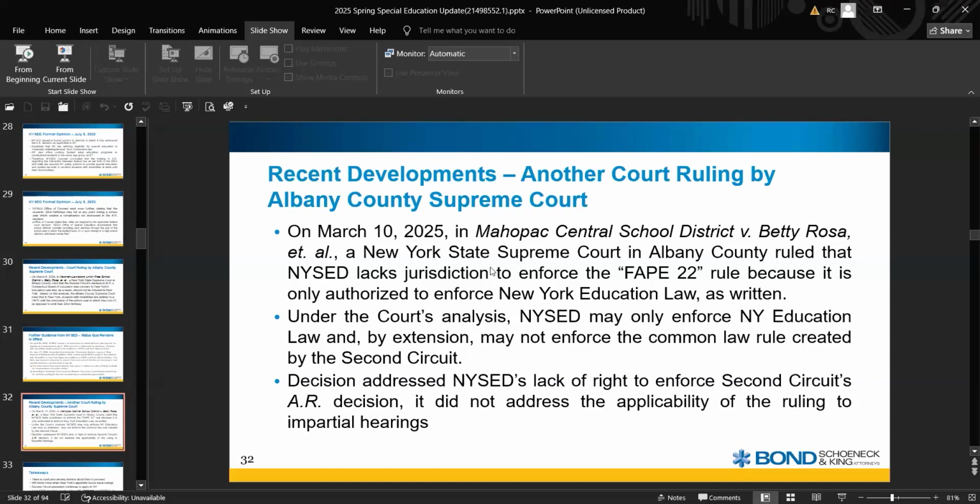Under this court's analysis, SED may only enforce New York education law, which, as we know, says that a student remains eligible for a FAPE until the end of the school year in which they turn 21. It may not enforce the common law rule created by the Second Circuit. So the common law rule, this is what Jeff was referring to, is judge-made law versus the statutory law that remains in effect in New York State. So the court decided SED lacked the right to enforce the Second Circuit's decision, but it didn't address the applicability of that ruling to impartial hearings.